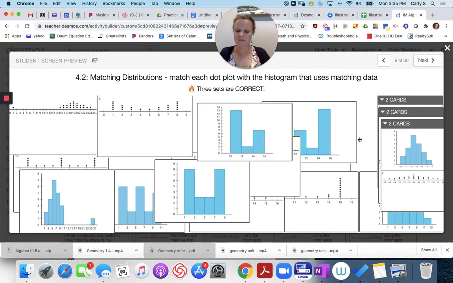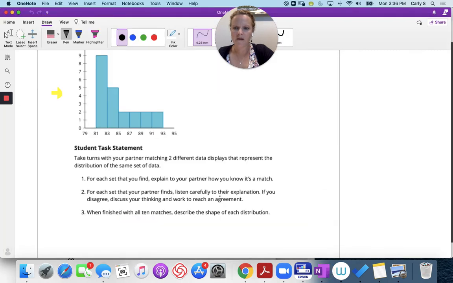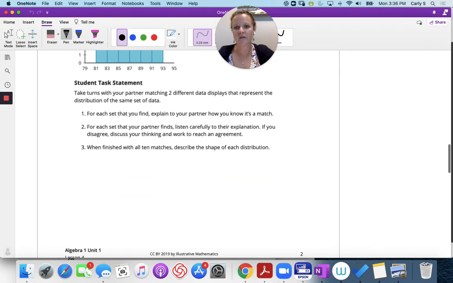Now, some notes, some things that we want to pay attention to. All right, so for each set you find, explain to your partner how you know it's a match. Well, we're going to look at the number line. We are going to look at the shape of the distribution.